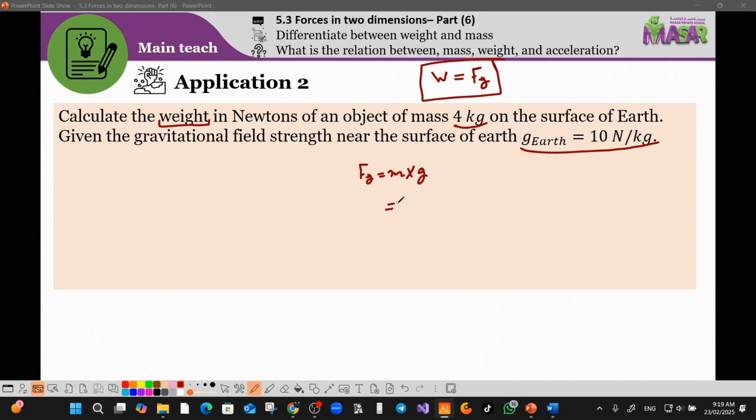So Fg is equal to m times g. The mass is given as 4, the g is given as 10, and the answer is 40 newtons.